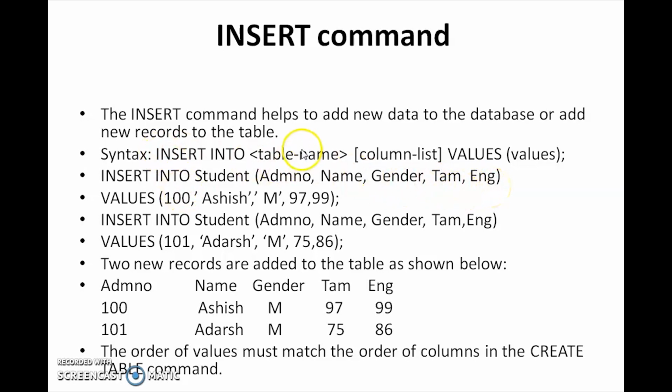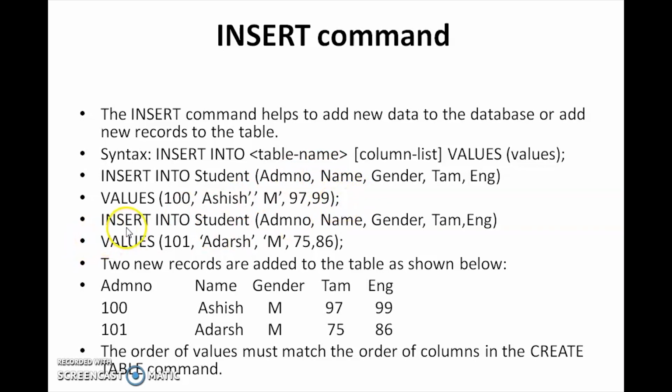So insert into, the table name is student and the column list is this. Then I am going to give the values, and the values must be given in this order. First the admission number and then the name. The name must be specified within single quotes, and for gender I have given only 1 character, so that should also be given inside single quotes. Then I have given the Tamil and English marks, 97, 99. All the values are separated by commas. They must be enclosed within parentheses, and finally you have to terminate with a semicolon.